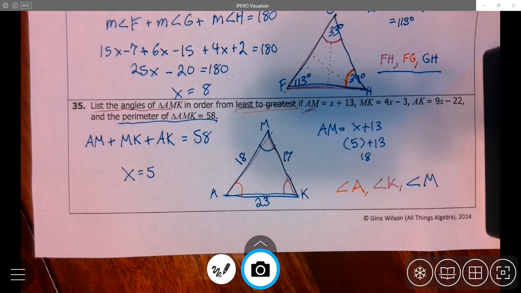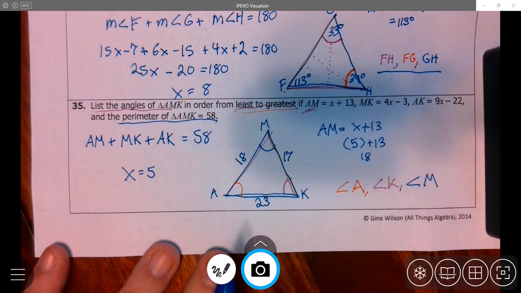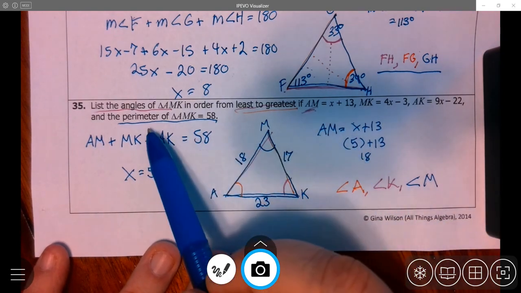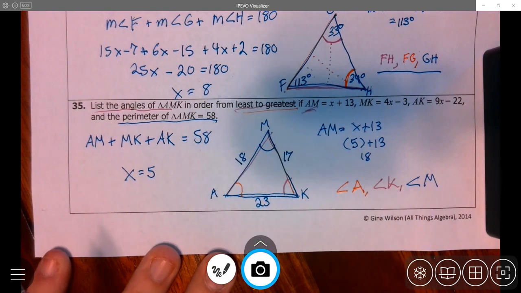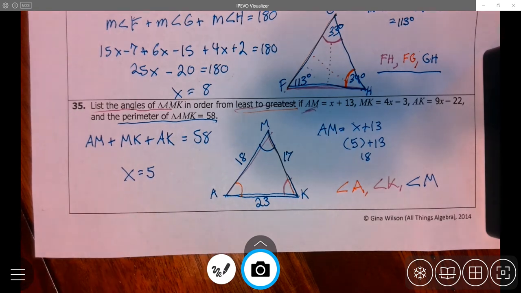So make sure that you're paying attention to whether you're being given angles or sides. If they're angles, they sum to 180. If it's sides, check to make sure that you have the perimeter information that you can set that equal to. Solve for x, substitute in and label your triangle, and then respectively find the least to greatest order.